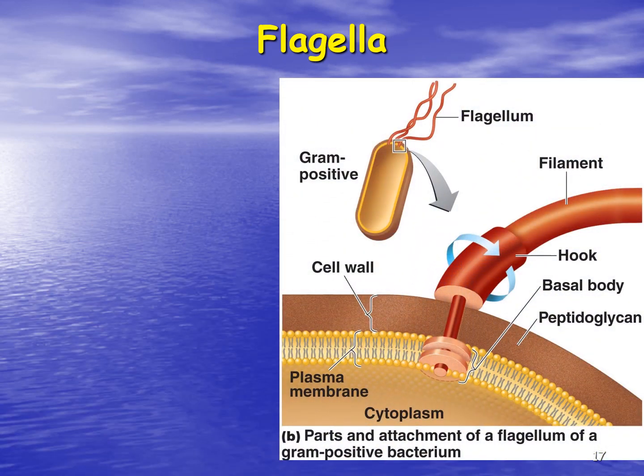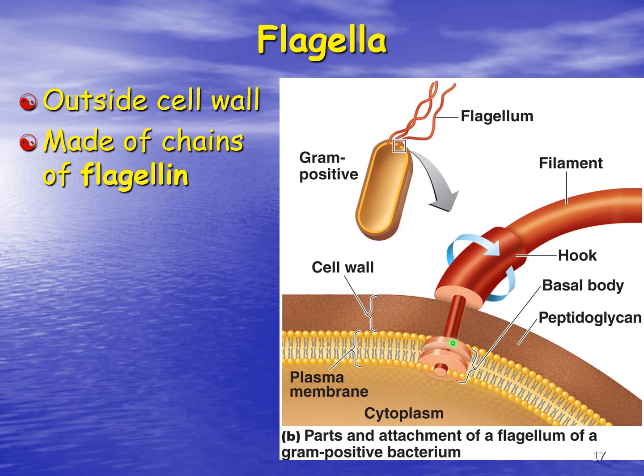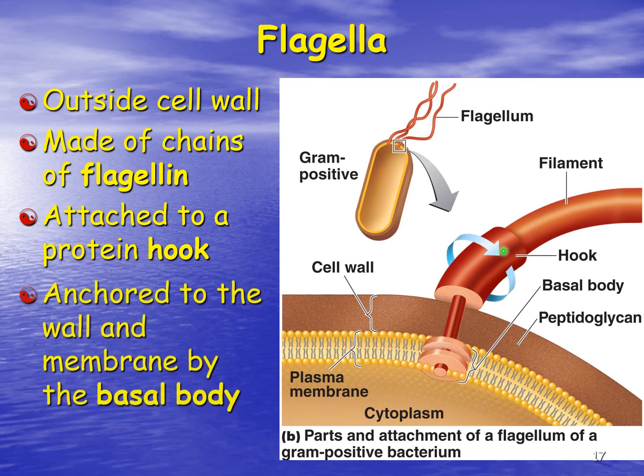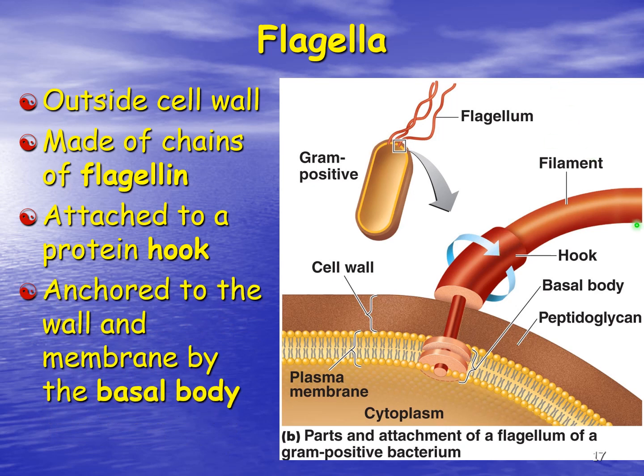The prokaryotic flagella is different from the eukaryotic flagella in several different ways, and I'll explain this in just a moment. These are located outside the cell wall. They are anchored actually into the cell wall and the plasma membrane by what's known as the basal body. The filament itself is made up of chains of a protein called flagellin. It is attached to the basal body by the hook, which actually will provide the rotation of the flagella filament.